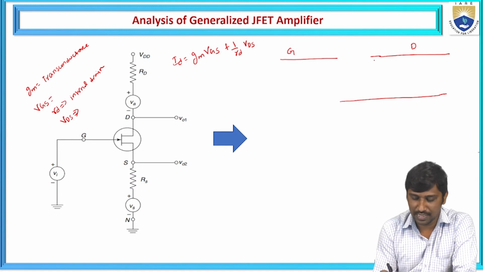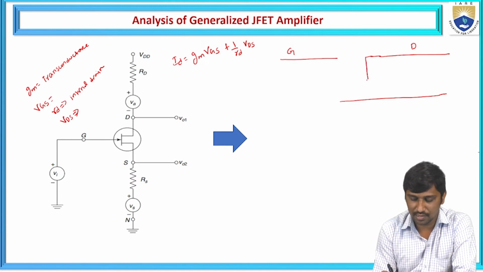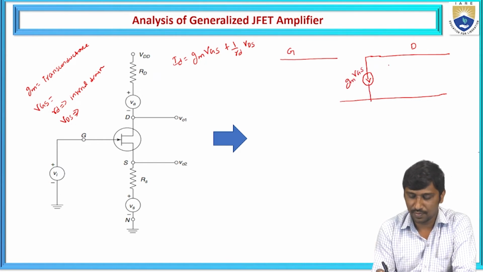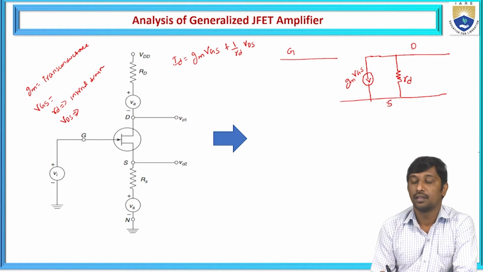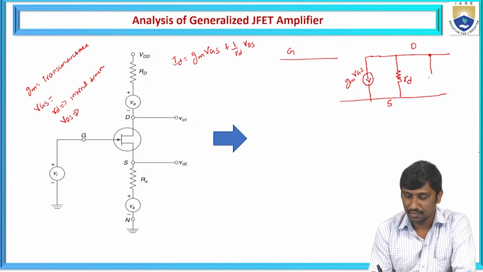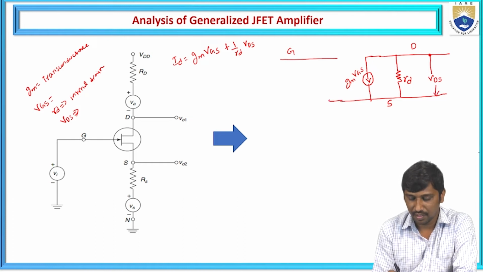Now I'm going to represent this. One current source is Gm times VGS, plus 1 by RD, this is small RD. Let us consider this is the source, and we have the potential difference between drain and source, represented as VDS, and the potential difference between gate and source, that is VGS.